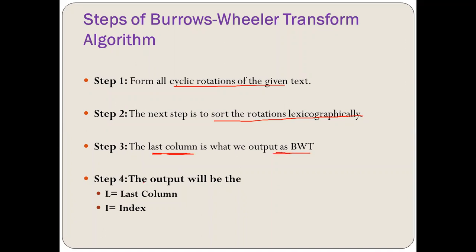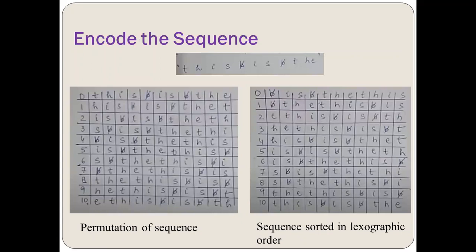BWT. Now the output will be in 2 parameters. One is termed L, that is called the last column, and the second one is called I, that is the index, right? So now let's see how we encode the sequence.